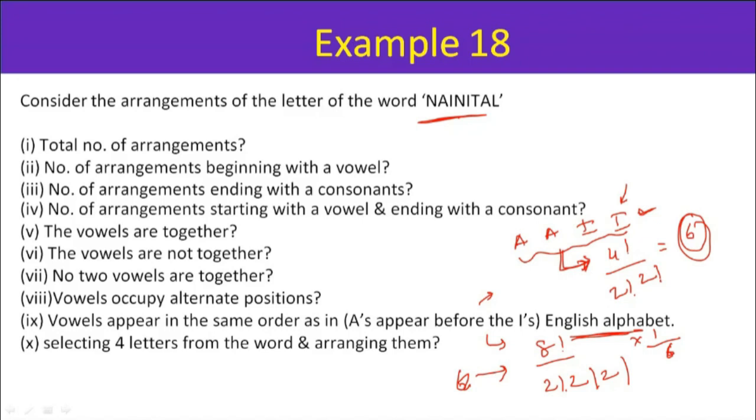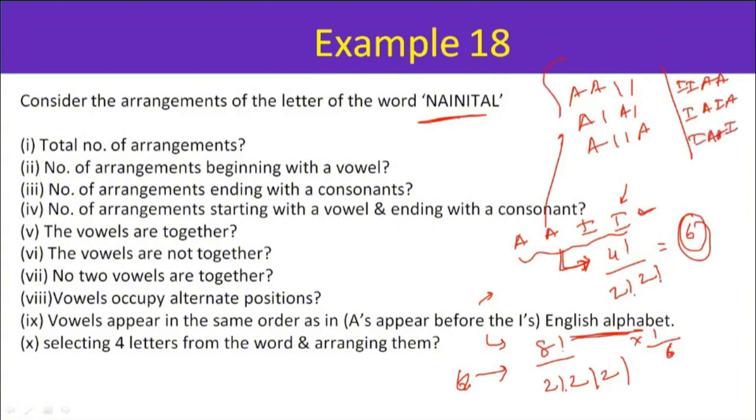You just want one of the orders, right? Because there would be multiple orders for this, right? It could be A, it could be AI, it could be AIIA, right? Similarly, IIAA, IAIA, IAAI, right? These are the 6 arrangements which are possible out of these words.